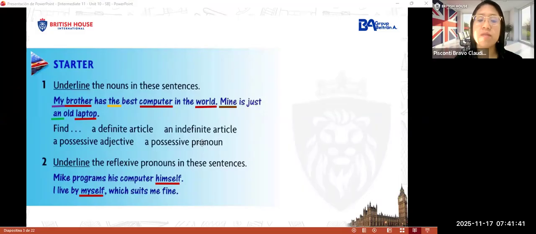So let's just remember, reflexive pronouns are pronouns that usually indicate that someone does something without anyone's help, or that someone is doing something by themselves. For example, Mike does this without help, without a technician for computers. He does it himself. Or I live by myself, it means I live alone with no one else. So these are the reflexive pronouns. We're just trying to remember this grammar.